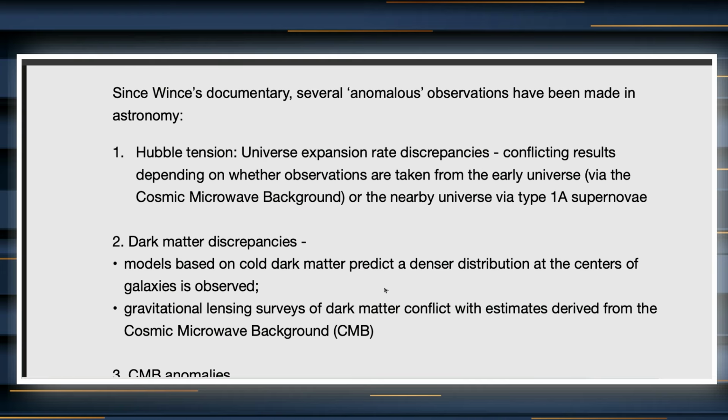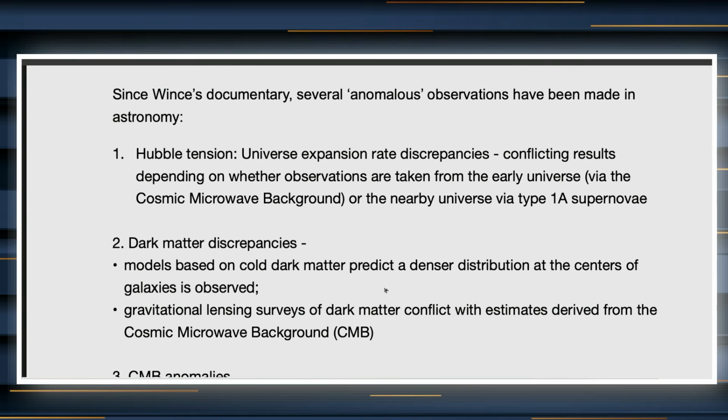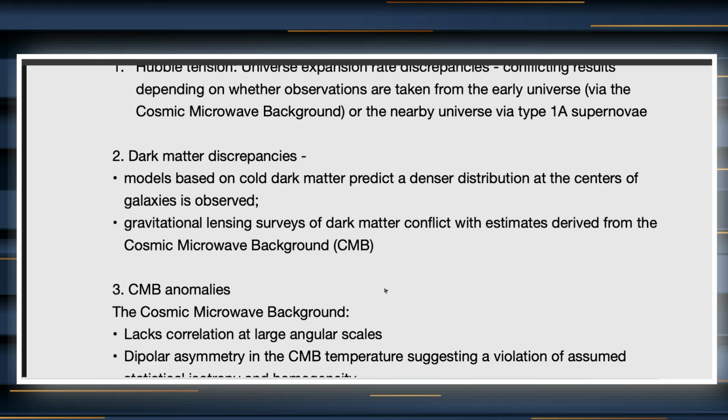Since Wince's documentary, several anomalous observations have been made in astronomy. 1. Hubble tension. The universe's expansion rate has discrepancies. There are conflicting results depending on whether observations are taken from the early universe via the cosmic microwave background or the nearby universe via type 1a supernovae. And as predicted, we should be seeing time passing at different rates at different parts of the universe, which has now been observed.